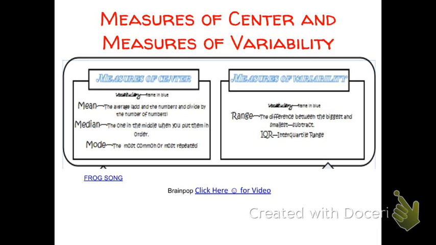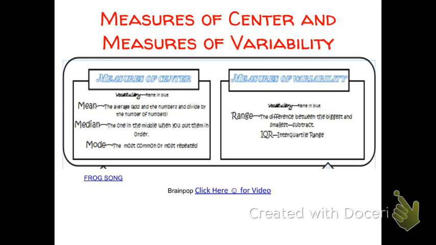It's the average age. So if we added up all the ages of everyone in here and divided by the number of people, we would get the average age of people in this room. Mean is just average. Median is the one in the middle when you put them in order. So if we put you all in order from the shortest person to the tallest person, the one in the middle would be the median. The median height would be the person that's in the middle. And mode is the one that's most common or most repeated. We'll get to that in just a second.